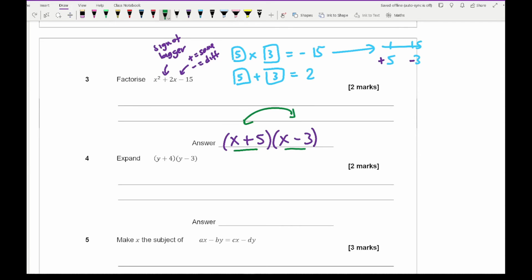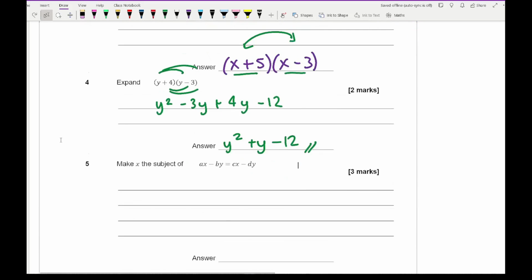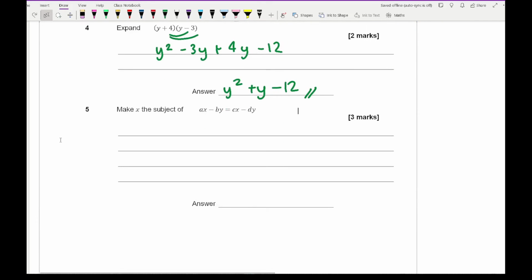Question 4, we just expand the bracket, so that becomes like so. So we've got y squared minus 3y plus 4y minus 12. So then simplifying that, we get plus y minus 12. Now if you stuck a 1 in front of that y, that will be absolutely fine as well, but typically speaking we don't need it. Then moving on to our last question.